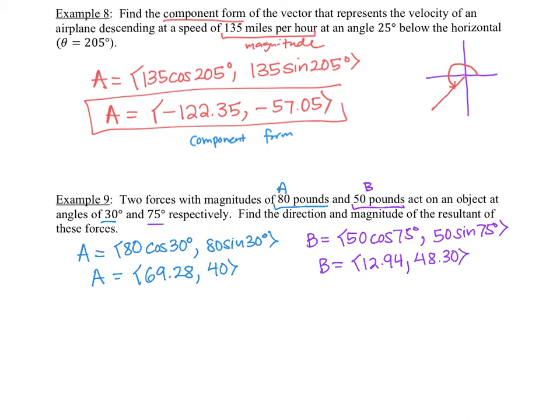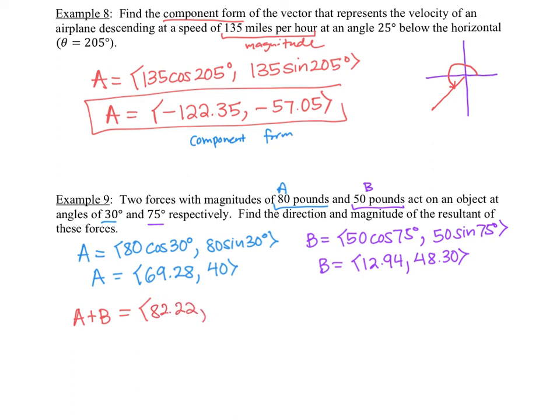Now, what are they asking for next? The two forces are acting on an object together. So I want to see together what they are doing. So I'm going to add them together. But with vectors, you can only add them together when they are in component form. So I'm going to add the x components and the y components up. Depending on your calculator, you might just take this expression and add it to this expression to get the new x component, or you might need to do the decimals and add the decimals together. But for my x component, I get 82.22.